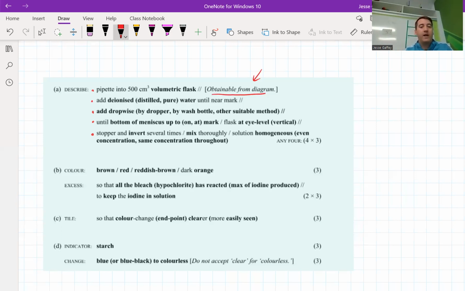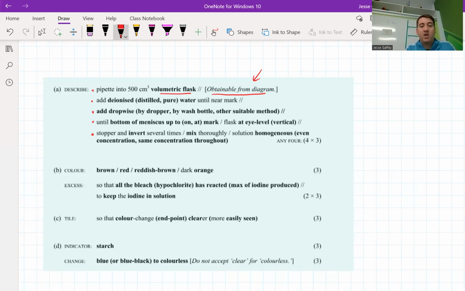Okay, so let's go through these. You know yourself, hopefully, if you've got them right. First of all, we need to pipette our 25 centimeters cubed into a 500 volumetric flask, which is the name of the flask that we're going to do the dilution in. That's what we always make solutions up in, a volumetric flask.